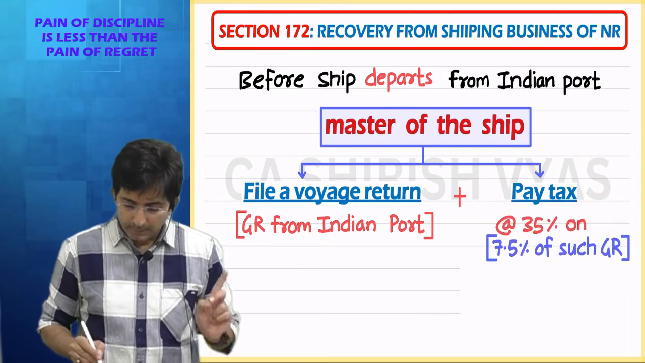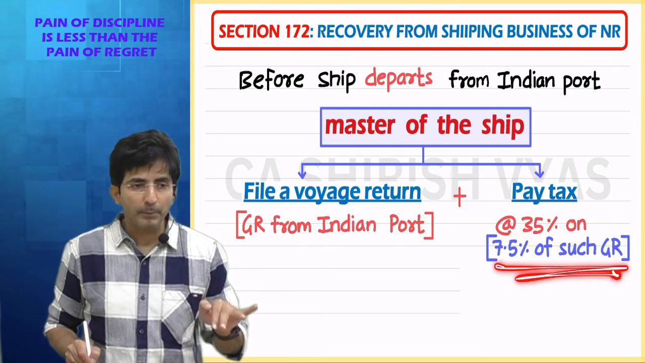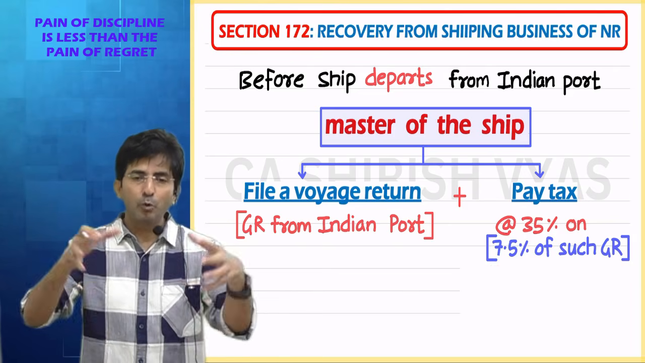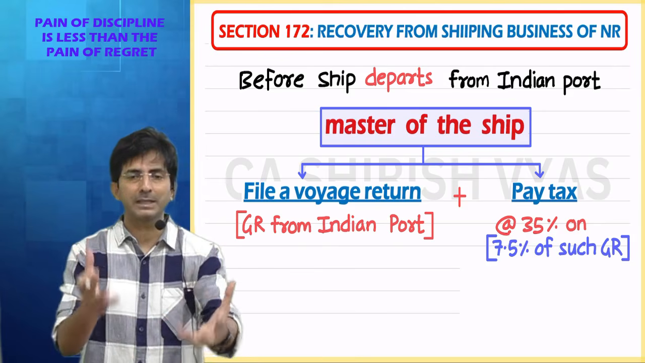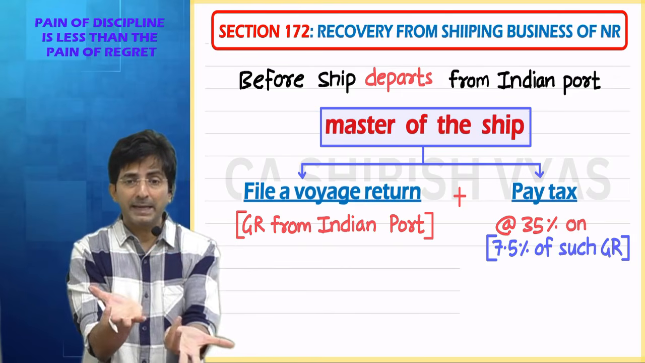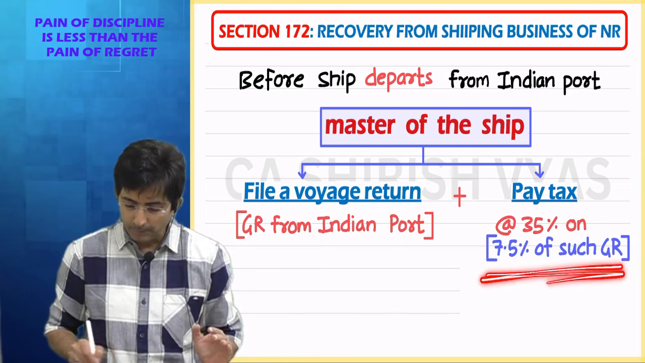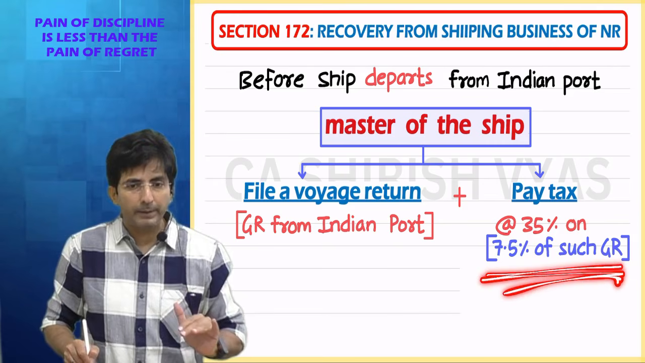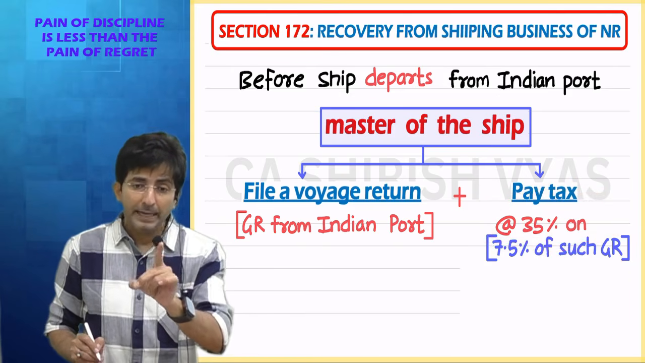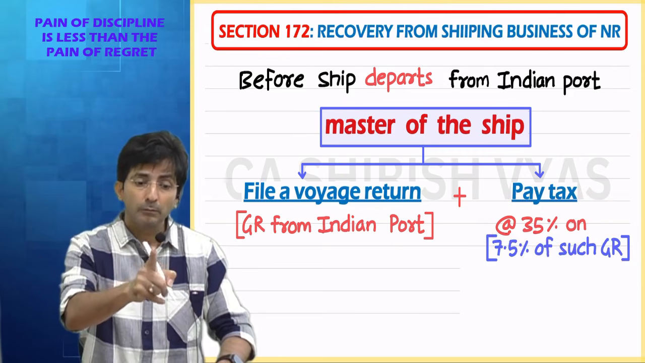At what rate? 35% of 7.5% of Indian booking. Tell me why 7.5%? Because what booking you took at the Indian port, that is a gross revenue, na? Gross. PGBP will be 7.5%. This mechanism we already studied in 44B. So 7.5% of gross receipt will be my PGBP. Tax will be 35%. This much tax you pay, then only your ship will be allowed to leave from the Indian port. Otherwise, customs will not allow you to leave.